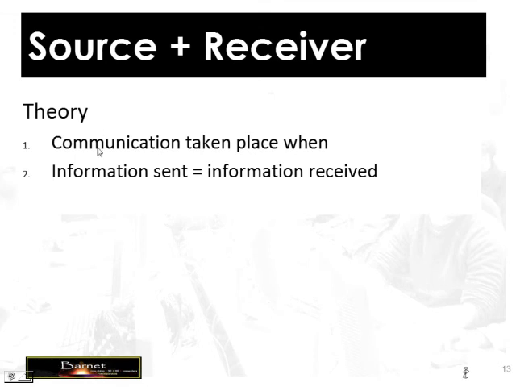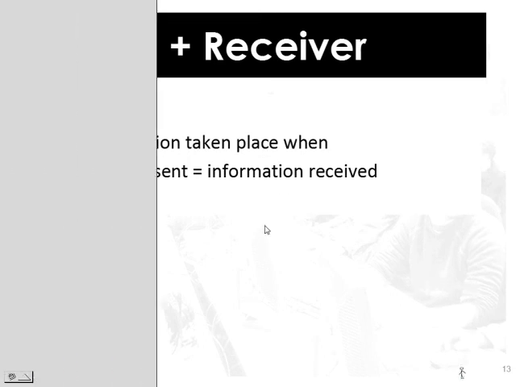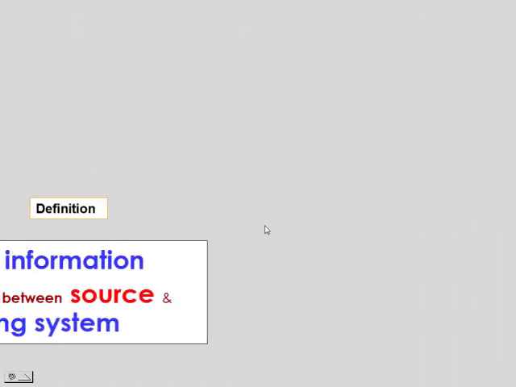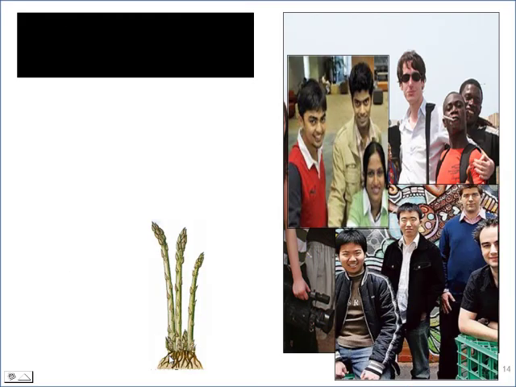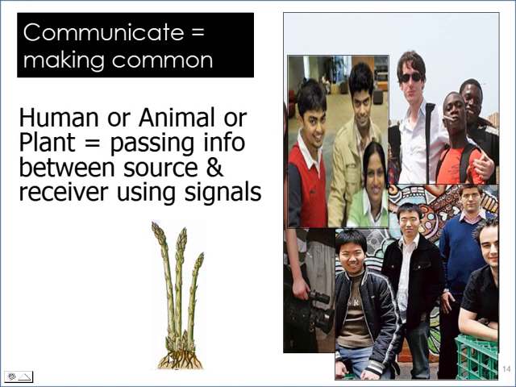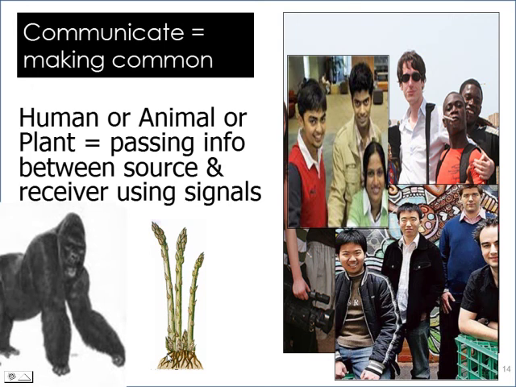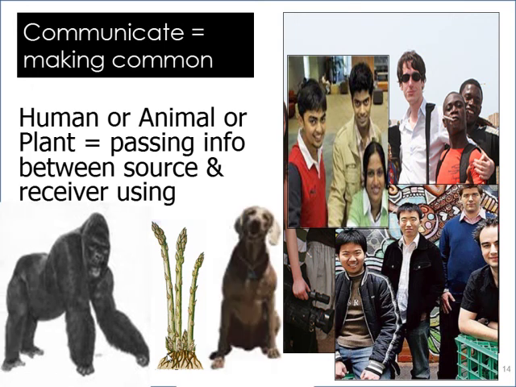Source plus receiver. There's the theory. Communication, it seems, will have taken place when information sent equals information received. Communication equals information transmission, a message, between the source and the receiver using some signaling system. Communication really equals making common. Human or animal or plant equals passing information between a source and receiver using some sort of signal.